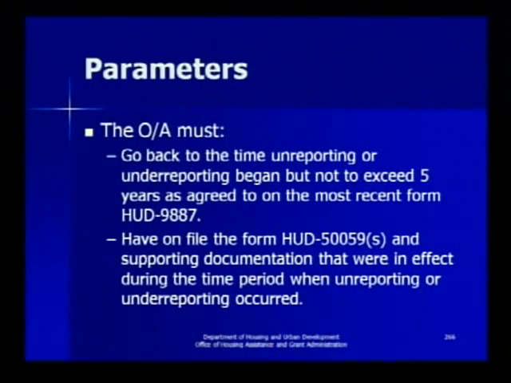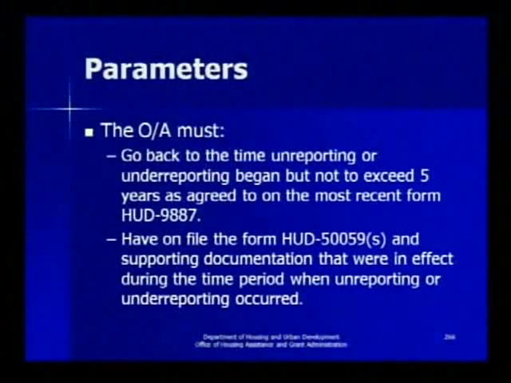First, we must understand that you as an owner agent can only go back a period that is not to exceed 5 years from the date of the most recently signed Form HUD 9887. Okay, that's what the 9887 says, that you can go back 5 years to determine annual income. And this is the governing document for going back to recapture any funds. So that's the first step.